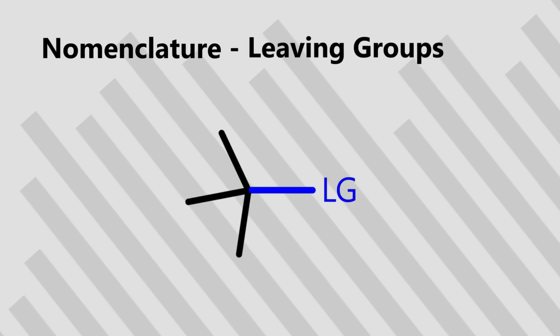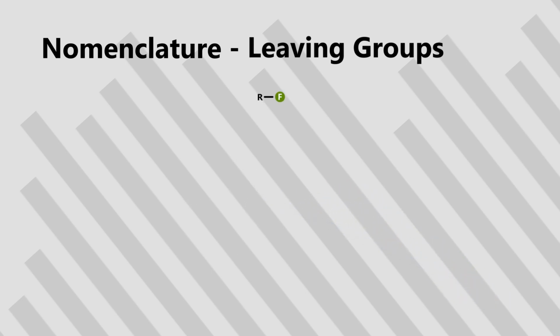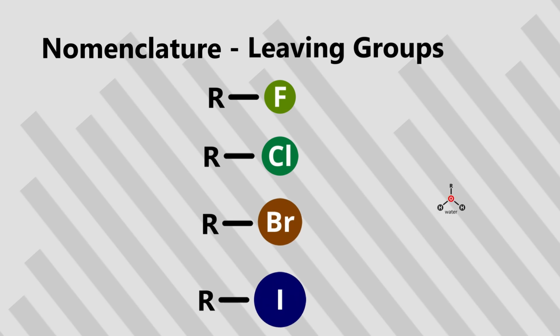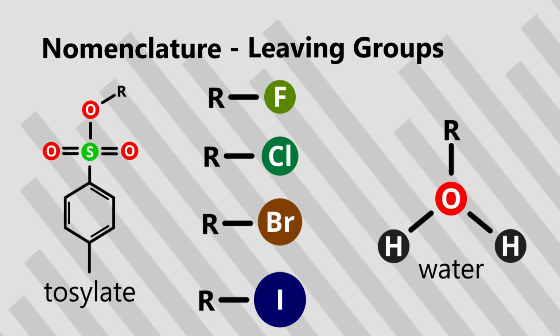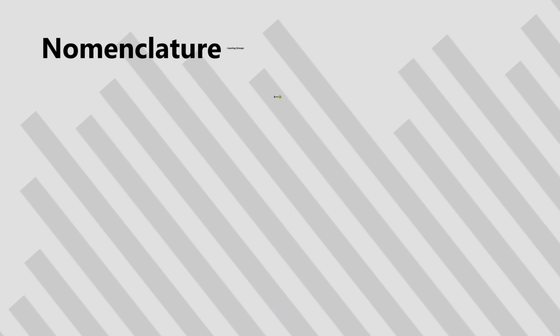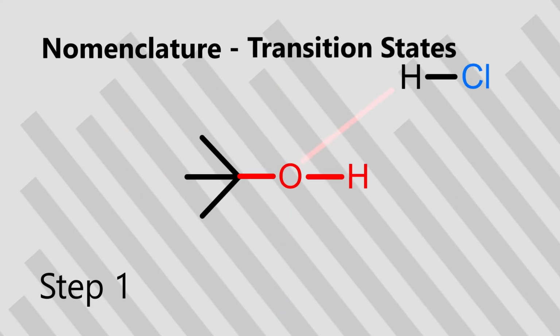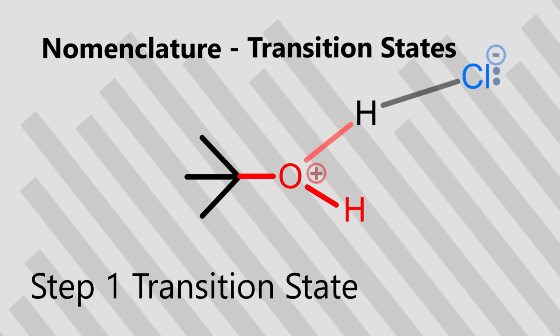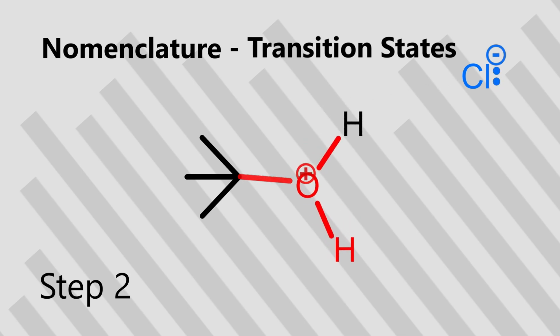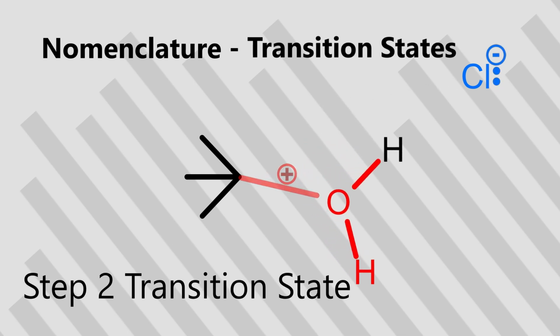A leaving group describes exactly what you think it would. It is the part of the molecule that leaves during a reaction step. Like the carbocation, the stability of the leaving group is important. The stabler the group after leaving, the better. Transition states describe what bonds are being broken and formed in a reaction step. Between each step in a reaction mechanism lies a transition state.